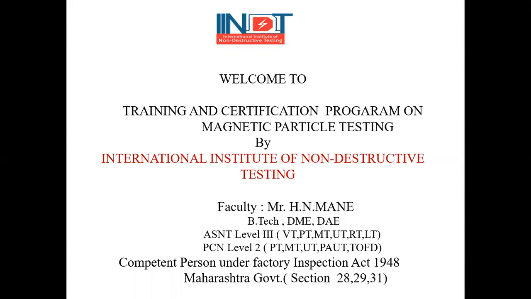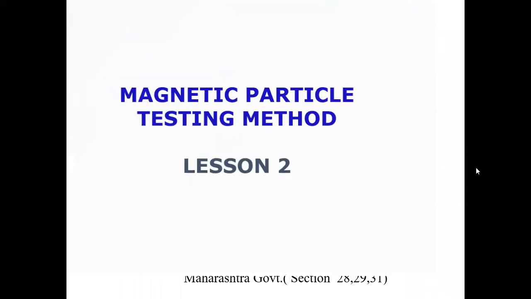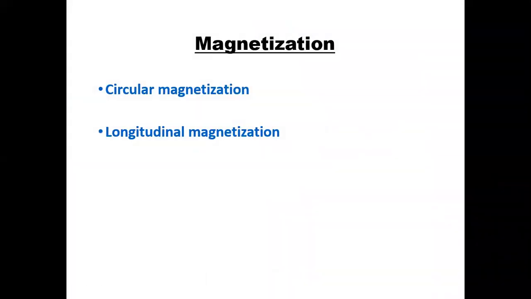And today we are going to discuss magnetic particle testing. Here we are going to discuss lesson number two, and lesson number two is related to magnetization. We already discussed how to do magnetization in the job. We are just sending current to the ferromagnetic material. After application of current, the job becomes a magnet, and that is the principle of magnetization.